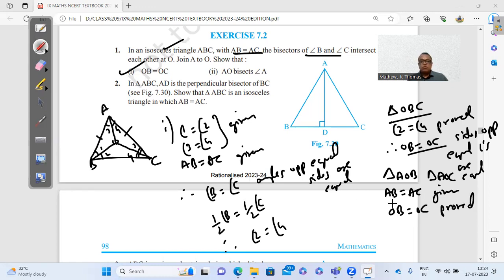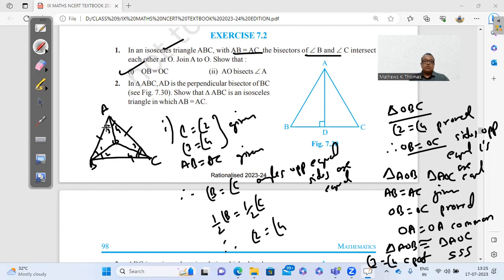So we have AB equal to AC given, OB equal to OC proved, and looking at the triangles AOB and AOC, AO is common for both. So we have 3 sides of one triangle equal to 3 sides of the other, so the triangles are congruent by SSS. And if triangles are congruent, then the corresponding angle 3 equals angle 4 by CPCT. In other words, AO bisects angle A. So you can note down this.